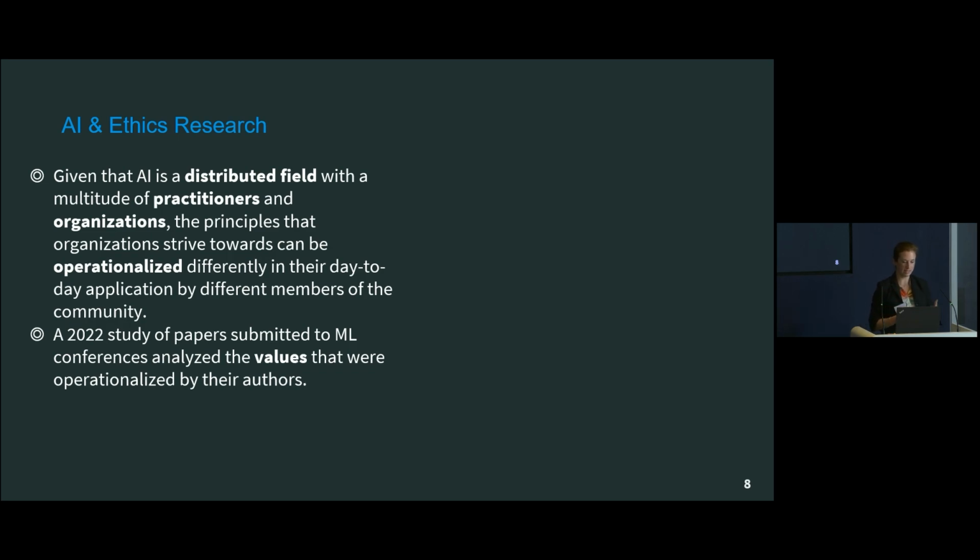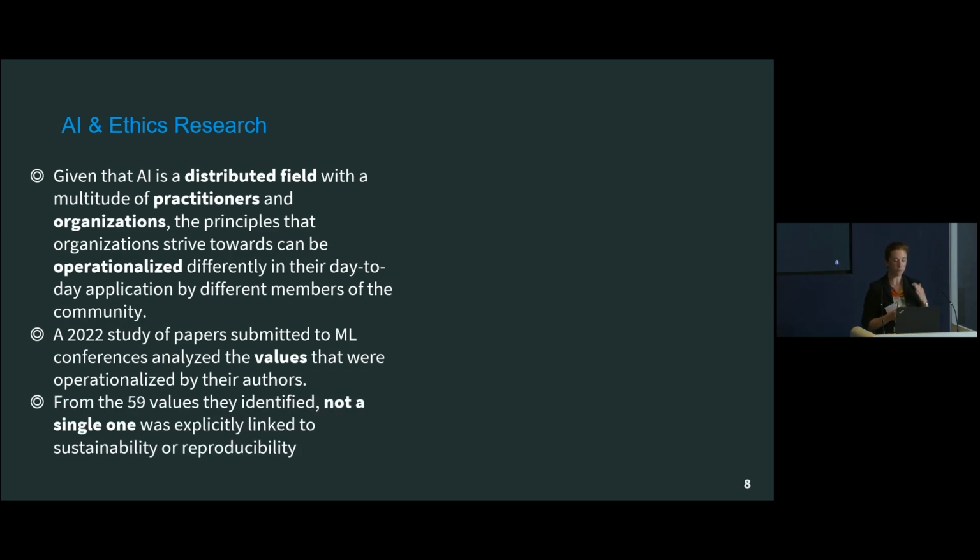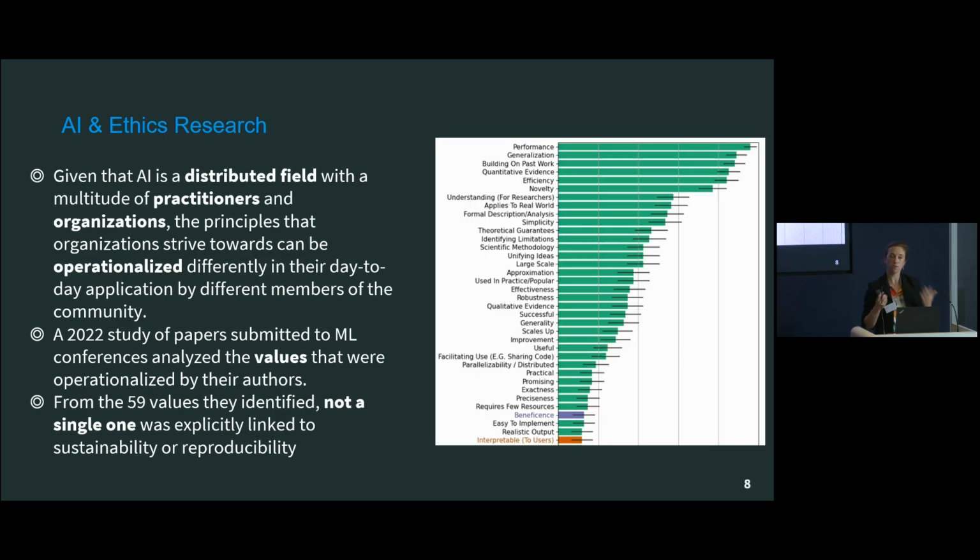So they did this meta-analysis, and what they found was 59 different values, but not a single one was linked to sustainability, which is kind of my particular horse, or to reproducibility as well. It was things like performance, generalization, efficiency sometimes. Oh, there you go. Novelty, of course, applying to the real world, large scale, robustness. And these are the things that people kept coming back to.